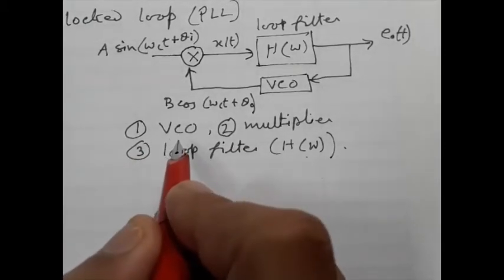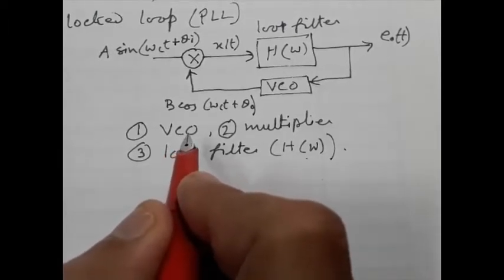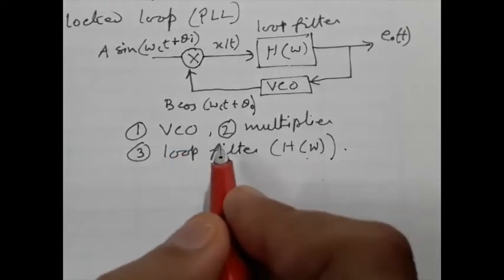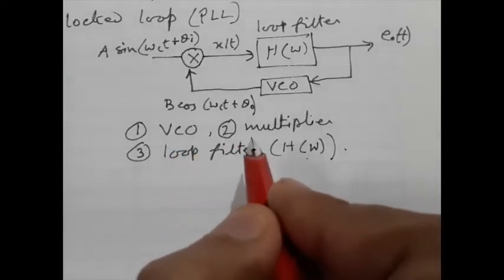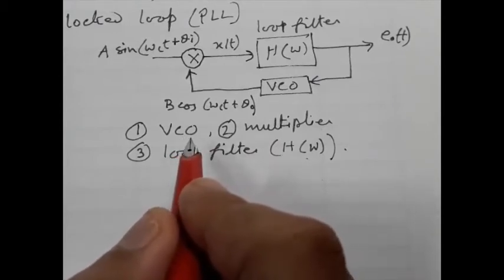VCO is a voltage controlled oscillator. Its output frequency is dependent on the input voltage, and we can control the output frequency of the VCO by controlling the input voltage.